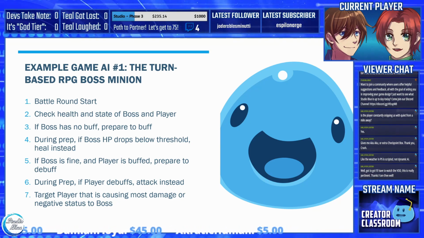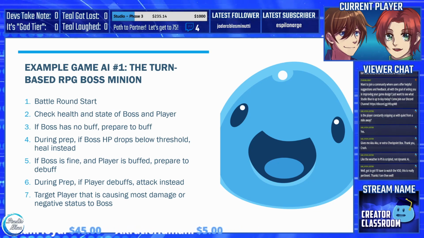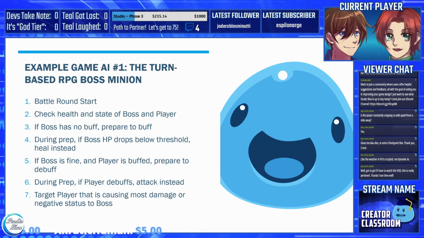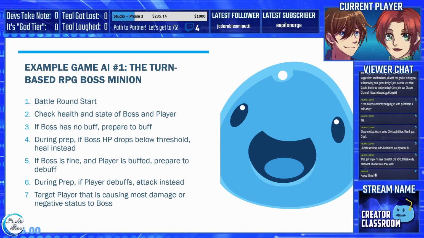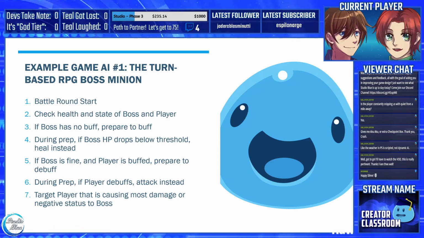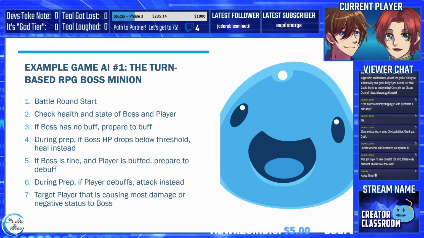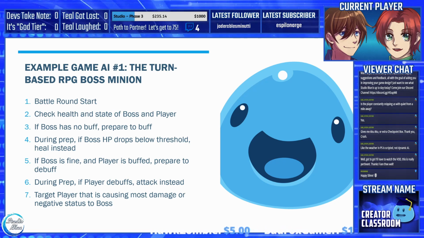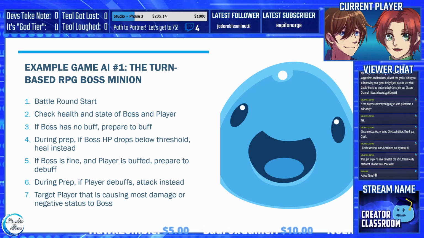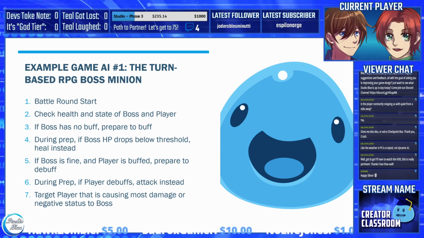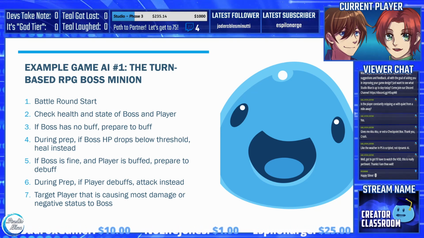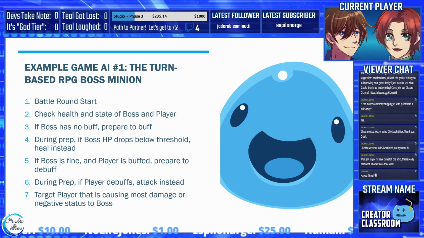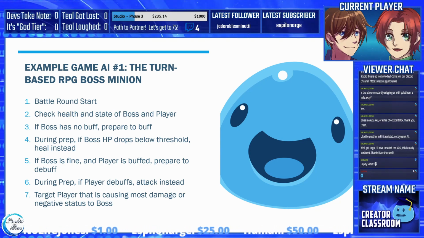The slime minion AI is going to check the health and state of both the boss and the player. What is the current health of the boss? What is its state? Is it buffed, debuffed, etc.? What is the health of the player? Is the player buffed, debuffed, etc.? Then, if the boss has no buff, prepare to buff. So our slime buddy is going to buff the boss and make him stronger, and he's going to start prepping that buff.